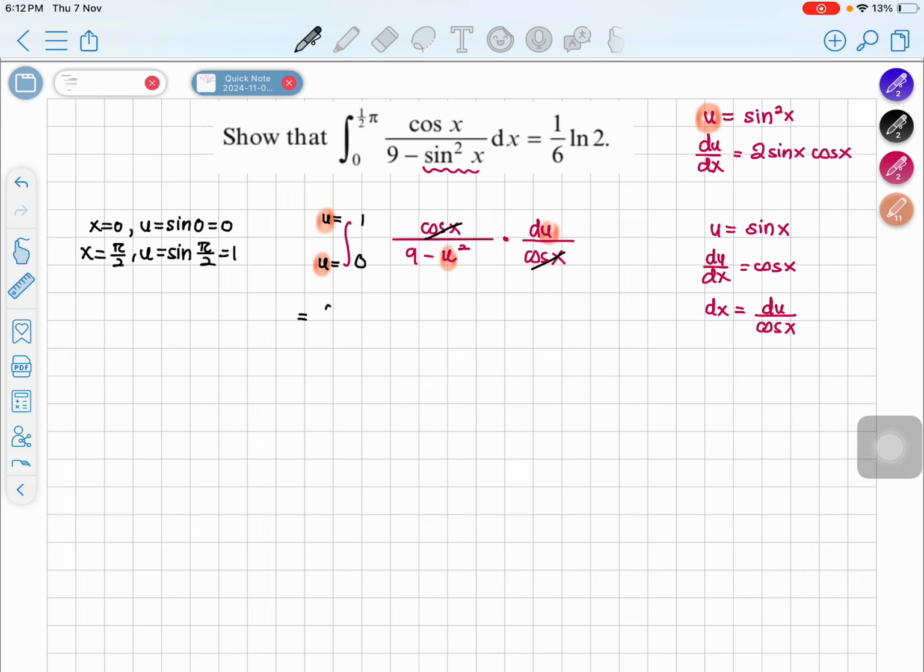Okay, next. The integral from 0 to 1 of 1 over 9 minus u squared du. You can easily use your formula sheet to substitute. Let's see which formula to refer to in your MF19. Look at this, it's in the form of a squared minus u squared now. So you know your a value here is actually 3, and of course the u is just u.